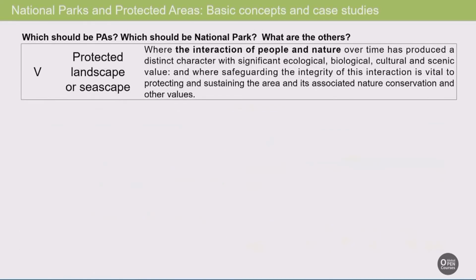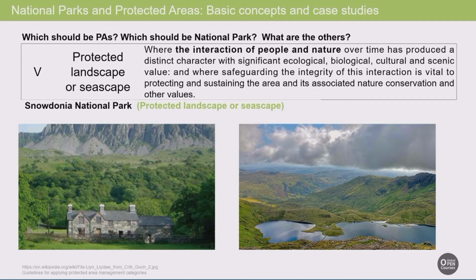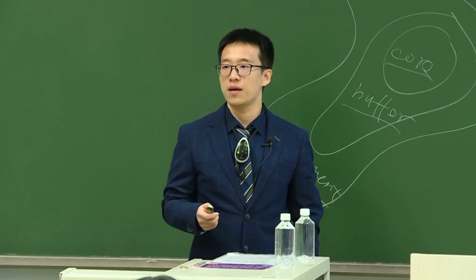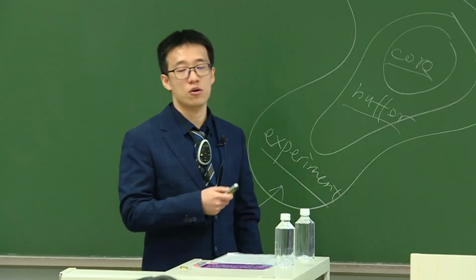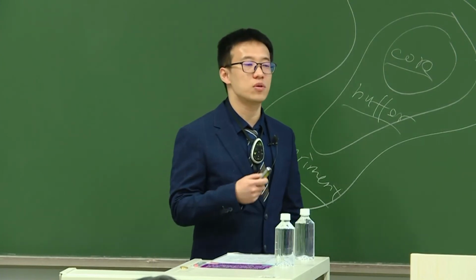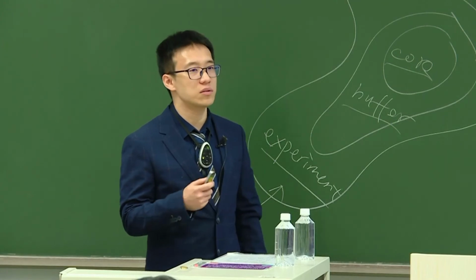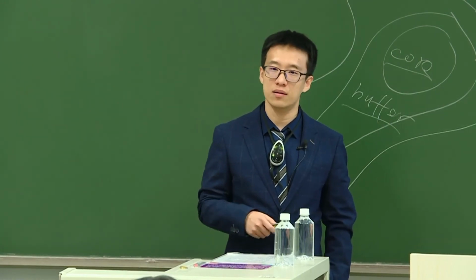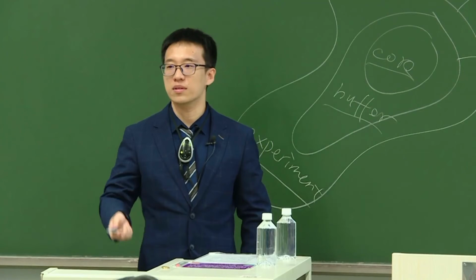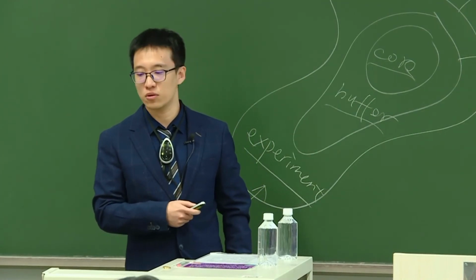And category 5 is very interesting, which is called protected landscape or seascape. Maybe you don't know that the national parks in the United Kingdom do not belong to category 2, they belong to category 5. Because in the UK, they have a long history of human intervention, and all the landscapes, you could call them cultural landscapes, are not remaining in their wild condition. So some scholars may argue that there is not a real national park in the United Kingdom, and they try to rewild the national parks, but this is also a controversial idea.